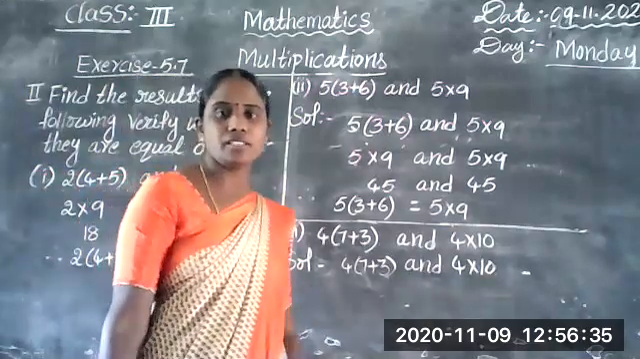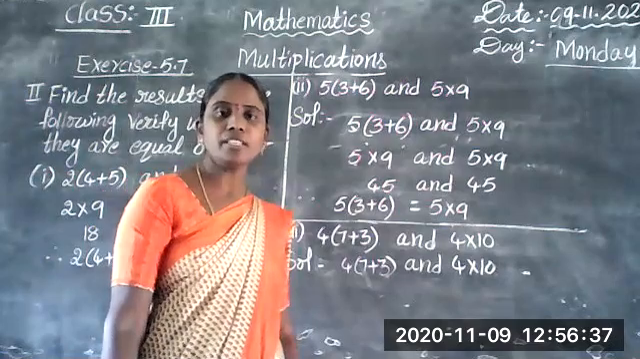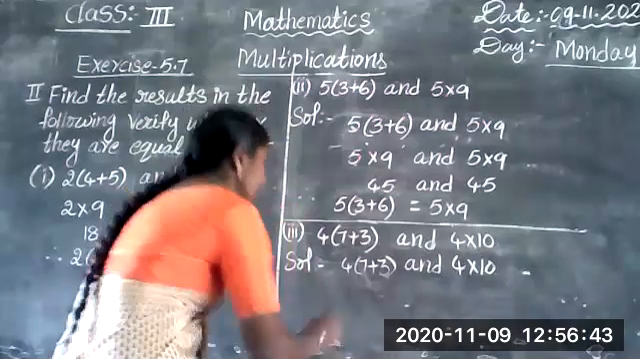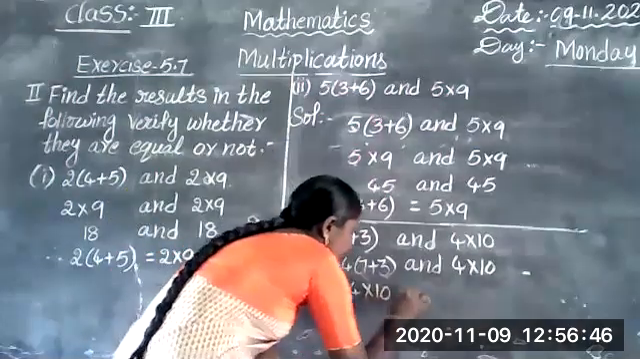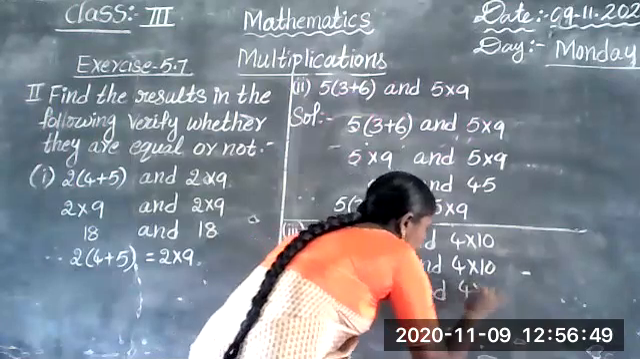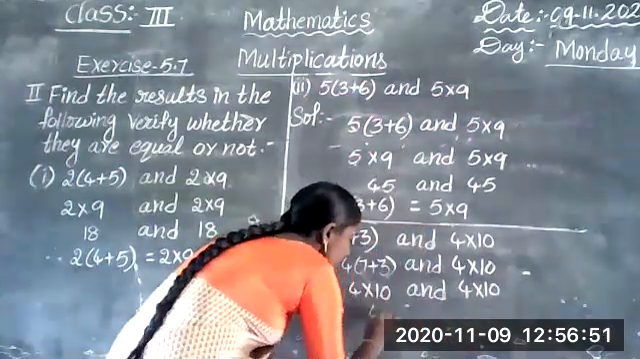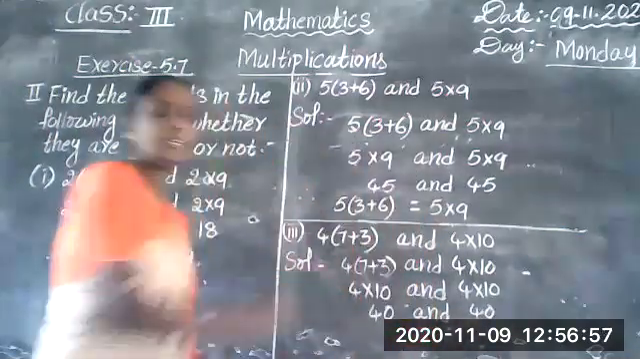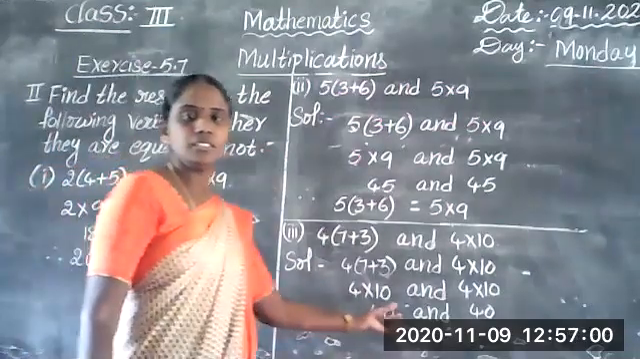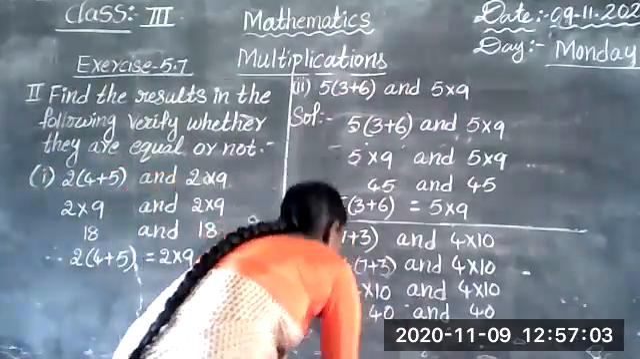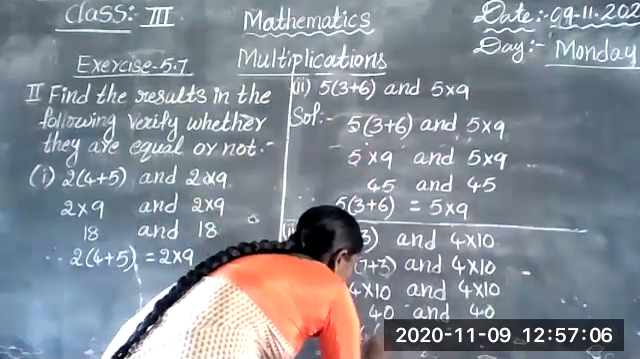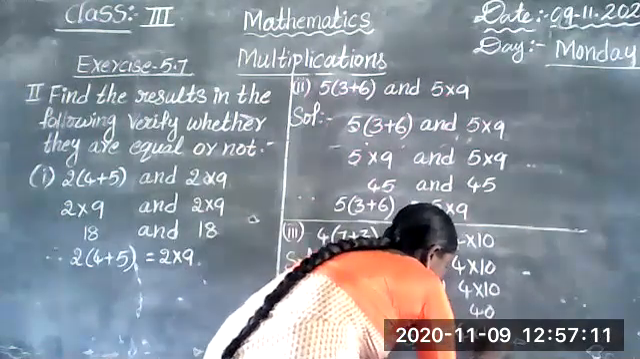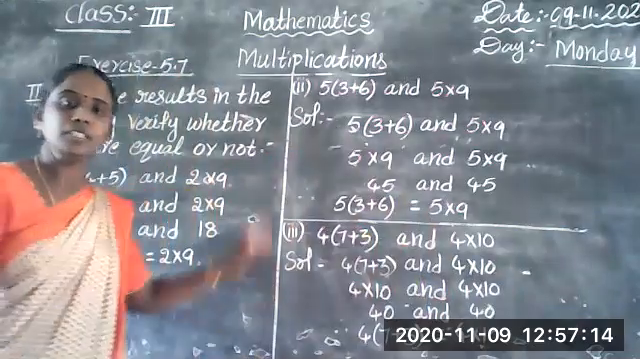7 after 3, count and say the answer. 7 plus 3 is 8, 9, 10. 7 plus 3 is 10. 4 into 10. And 4 into 10. 4 tens are 40, and 4 tens are also 40. So both are equal. Yes? So write 4 into 7 plus 3 equals 4 into 10. Okay? Did you understand, children?